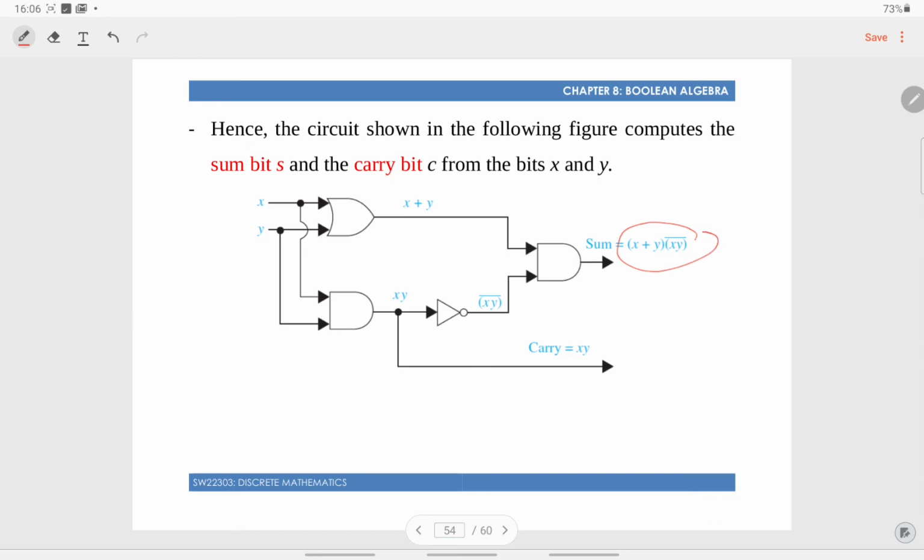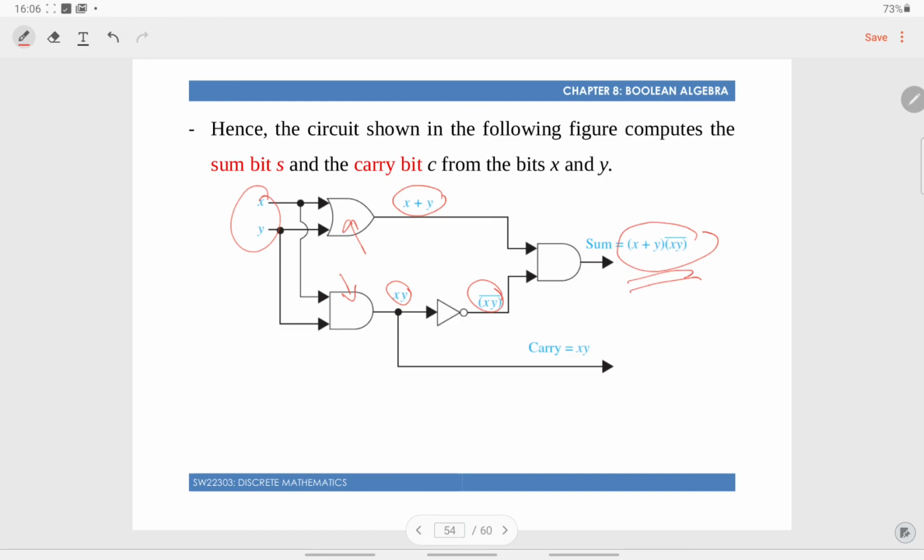So the sum bit is this expression, x plus y times xy bar. We have x plus y coming from this gate. In this circuit, we use the branching method. The input x and y come to this gate and also to this gate, the same input. This gate outputs x plus y, which goes to this gate, combined with xy complement from the inverter. So it is the sum.